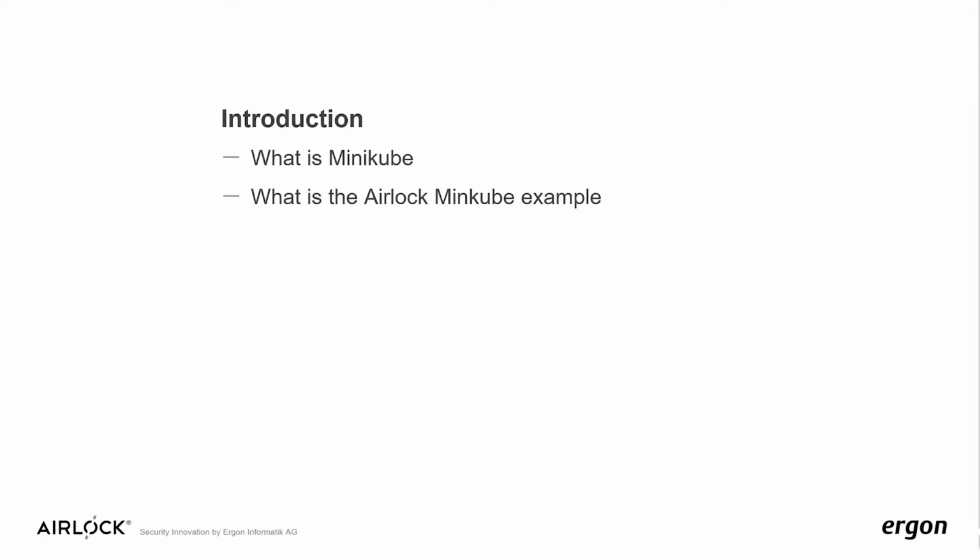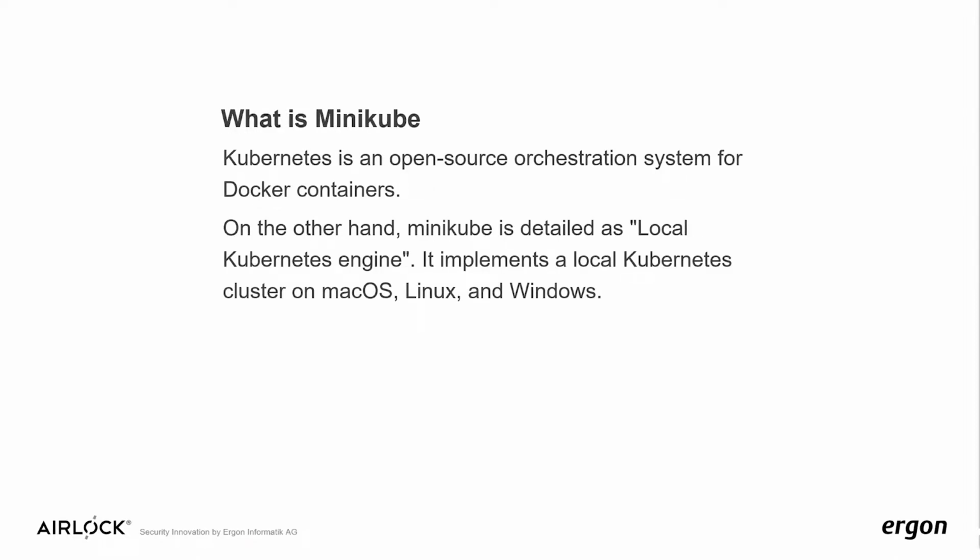What is Minikube? Minikube is a tool to run a local Kubernetes cluster. With Minikube, you can test and develop a Kubernetes deployment locally on your Linux, macOS, or Windows system. Kubernetes is an open source orchestration system for Docker containers. It allows you to run a local Kubernetes engine on your machine such as macOS, Linux, and Windows. Therefore, the Airlock Minikube example platform can be easily deployed locally on your Mac or Windows system.